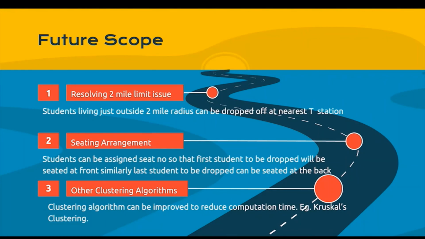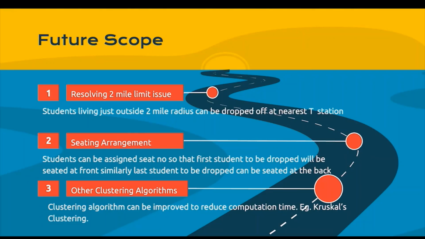Future scope. First one, resolving the 2-mile limit issue. Students living just outside the 2-mile radius can be dropped off at the nearest T station. This is the next thing that we want to achieve should we continue this project further.